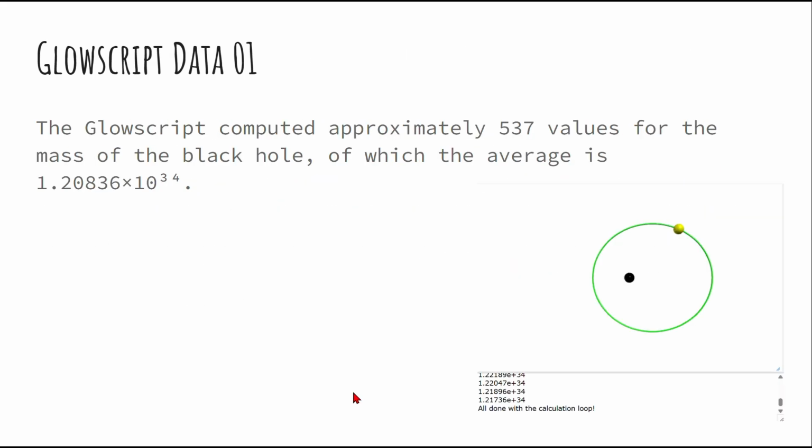And the data for here, 537 values were given by the GlowScript, and the average of those values for me was 1.20836 times 10 to the 34 kilograms.